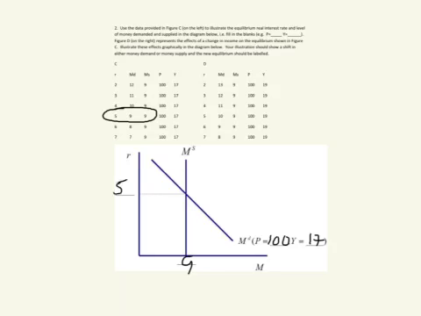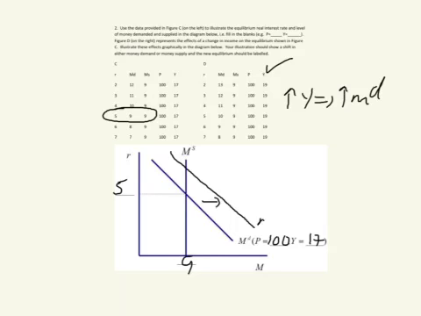Now I've got a change in income over here in Table D, and that's an increase in income, and more income means more money is demanded. Again, that's going to be a shift. So I'm going to shift money demand to the right.